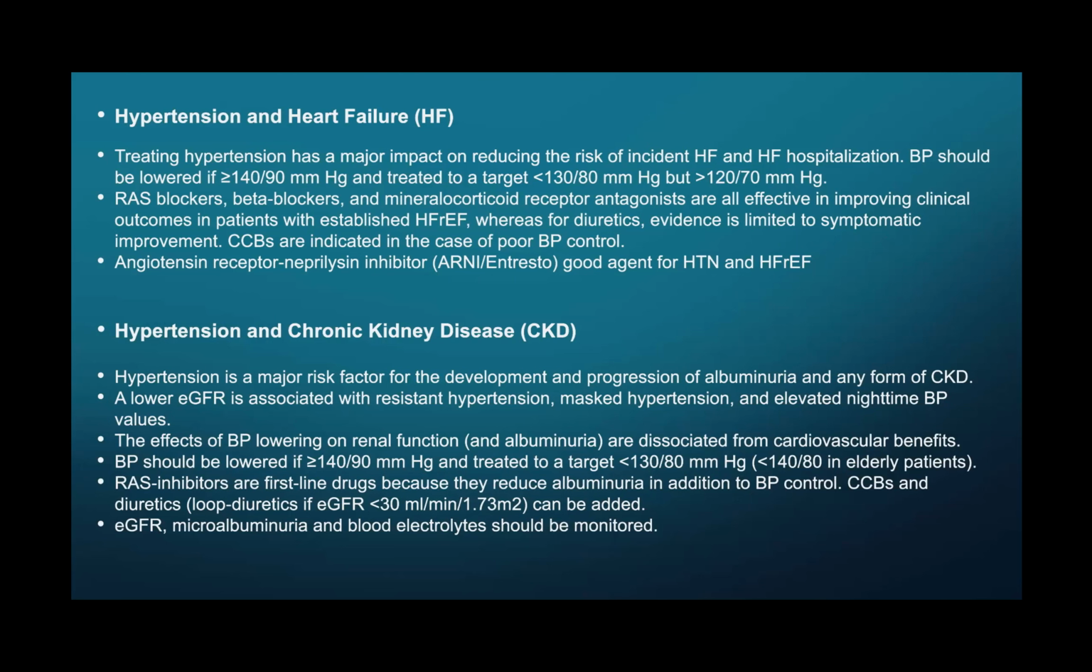And then when you come to hypertension and chronic kidney disease, again, you still want to use RAS inhibitors because they do reduce albuminuria in addition to blood pressure control. So they do have a nephroprotective effect. Again, CCBs, loop diuretics. And in these patients with diuretics, they often have a higher threshold, so you might need a higher dose of diuretics to achieve good control.